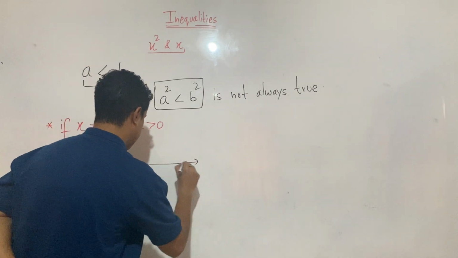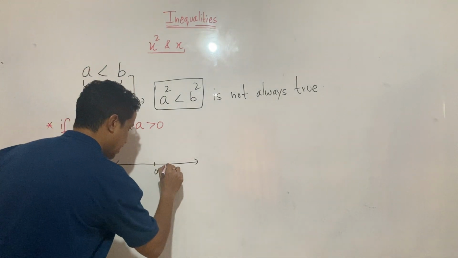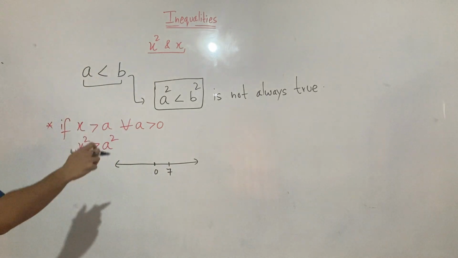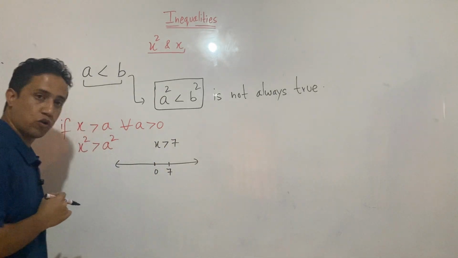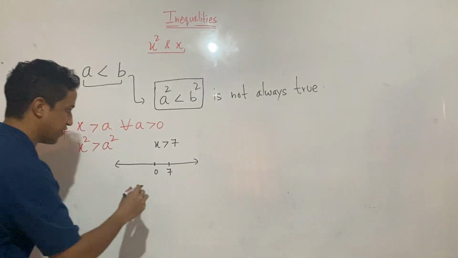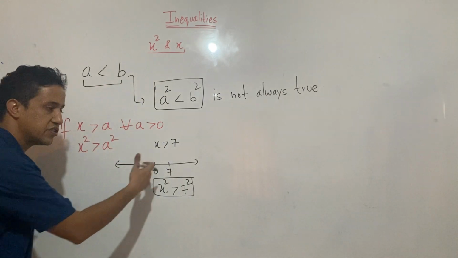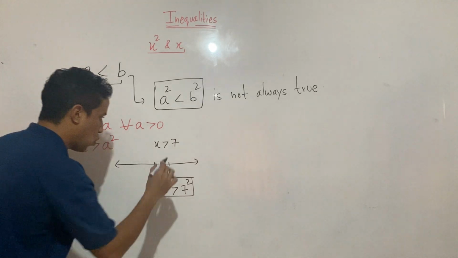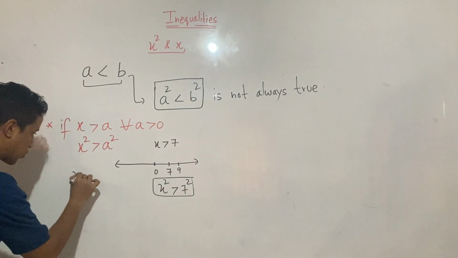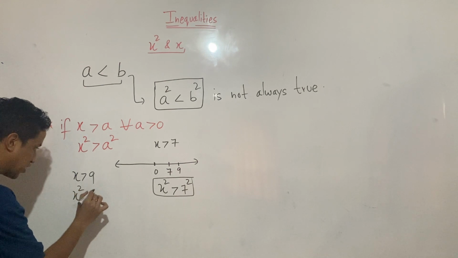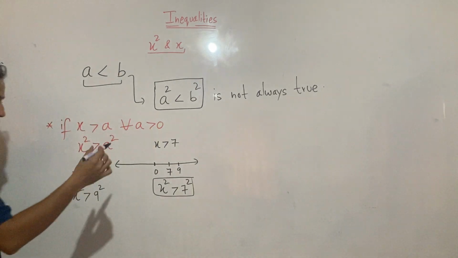So let's take any number on this number line greater than 0. Let's say this is 7. Now if x is greater than 7, then what do you think about x square? Now, if x is greater than 7, then x square is going to be greater than 7 square. This is true, right? If I ask you what do you think if x is 9? Then again, if x is greater than 9, then your x square is going to be greater than 9 square, which is 81, right?